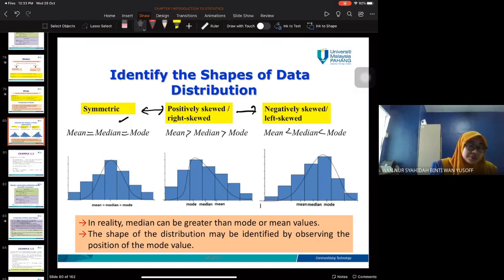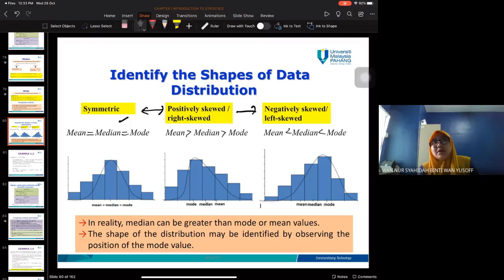So how do we get symmetric? It is when the value of mean is equal to the median and equal to the mode. For right skewed, the mean is greater than the median and the median is greater than the mode. Left skewed is when the mean is less than the median and the median is less than the mode.